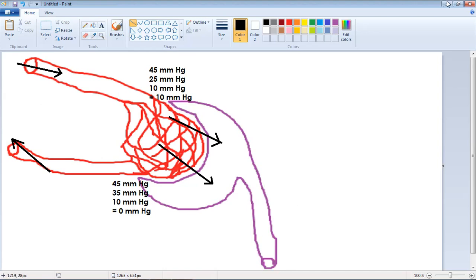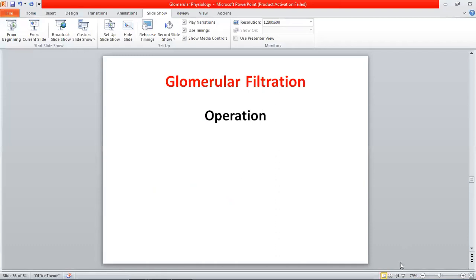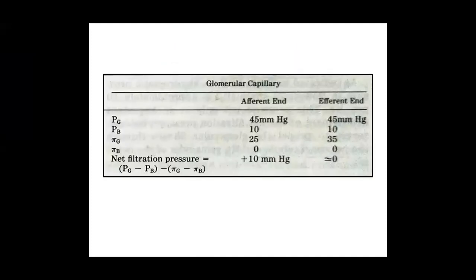So this is a manual representation of my presentation by my poor handmade drawing. This is the mechanism of filtration. If I repeat again, it is 45 millimeter of mercury at the afferent end, and the efferent end is 45 millimeter of mercury. PBC is the same, but pi GC increased from 25 to 35. As a result, the net filtration pressure at the afferent arteriolar end is 10, and at the efferent arteriolar end is 0. That's why filtration becomes possible.